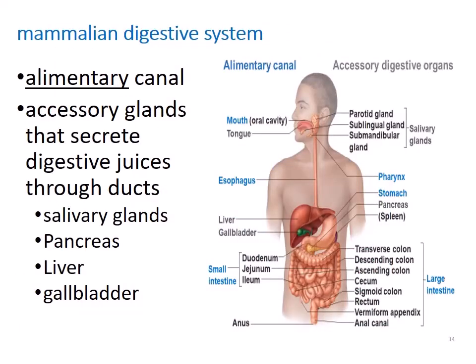So we've got an alimentary canal. So our alimentary canal goes from our mouth to our pharynx, which is your fancy word for throat, to your esophagus, to your stomach, and then through the small intestine, and then the large intestine, and then out of your body through your anus. We've also got accessory glands like saliva glands, the pancreas, the liver, the gallbladder, those kinds of things.